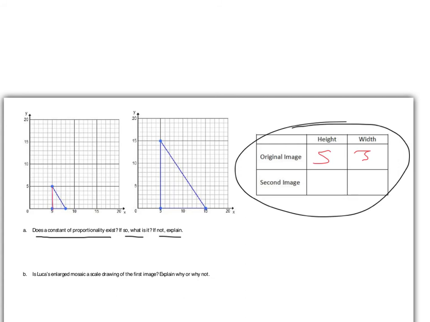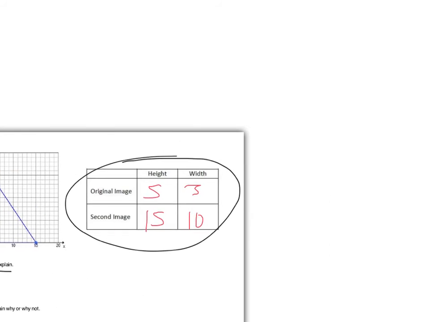For the second one, the height appears to be 15, and the width appears to be 10. So when we look at this, they've done an interesting thing here. They've tried to make an enlargement. We can clearly see that we've gone from a smaller to a larger. But when we start to look at that constant of proportionality between the height and the width, we should see the exact same thing.